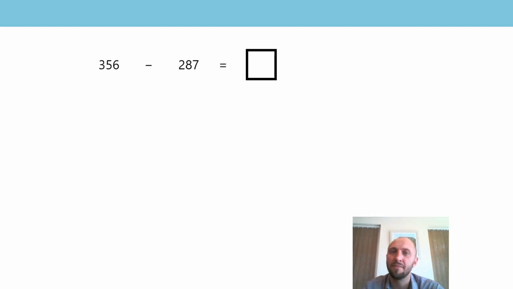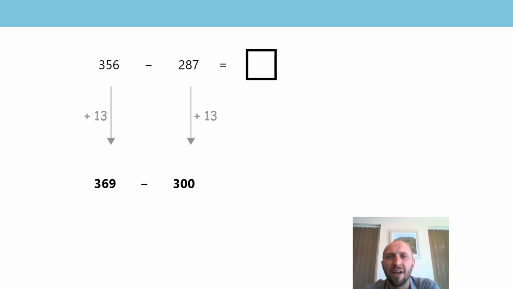Well done. Let's see if you got the same. I added 13 to my subtrahend to get 300, which means I have to do the same to the minuend to keep the difference the same. I've added 13, and look at that calculation now that we're having to complete. 369 subtract 300. That's a nice simple mental calculation for us to complete to find the difference. And because we followed that rule, I'm confident in answering the original question as having a difference of 69.